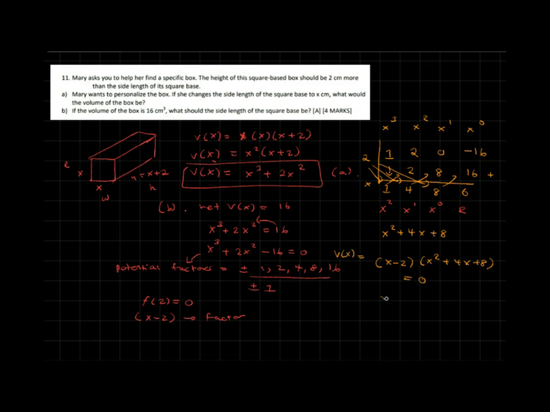If you set this equal to 0, therefore x is equal to 2, right? So if the side length of the square base is going to be 2 by 2, right? And the height should be basically 4. Okay, because x plus 2, right? So the side length of the square base is going to be 2 centimeters.